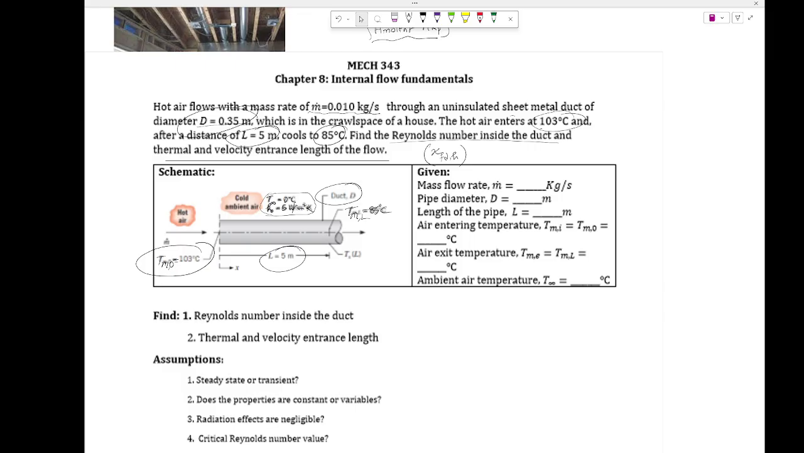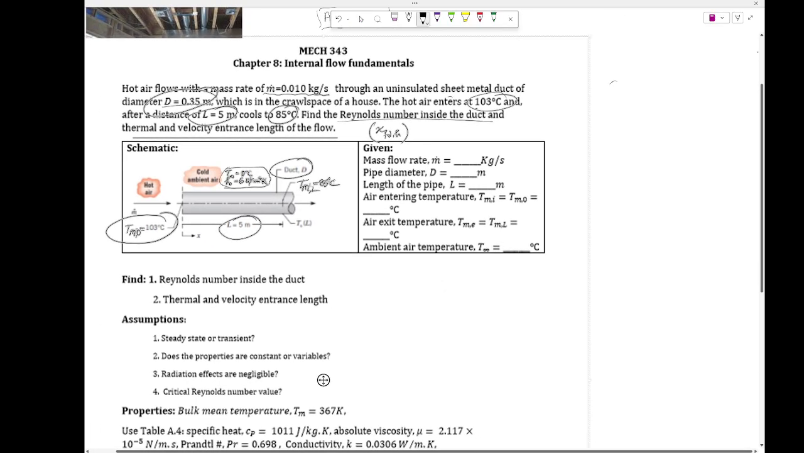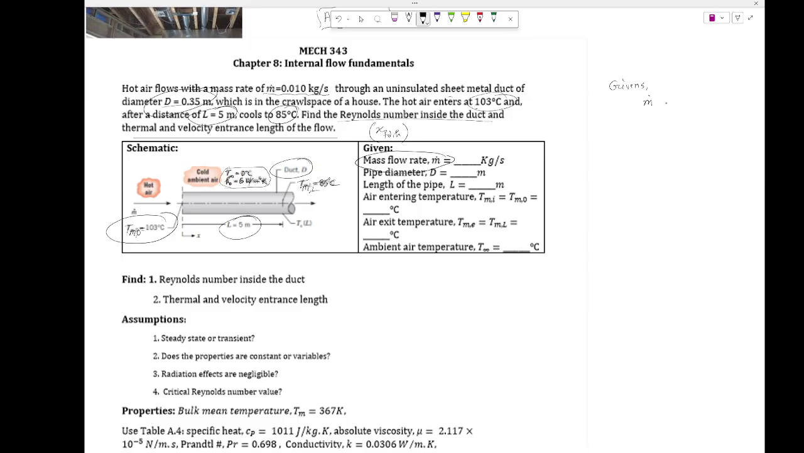So let's start with the givens. First givens for sure: the mass flow rate, m dot. Even though I have this jotted out this way, I'm going to write it anyway by myself. You see the explanation is here; I'm skipping the text just to save time. So the mass flow rate value is given as 0.01 kg per second. What else? The pipe diameter, I did explain it on the side, is given as 0.35 meter.